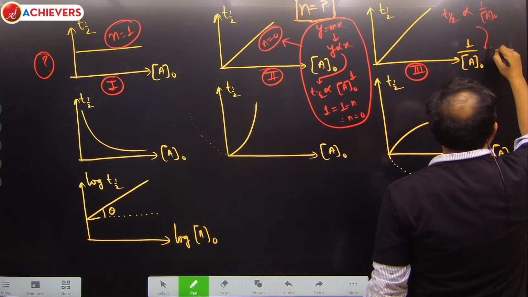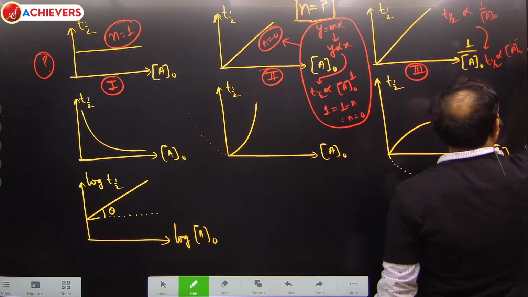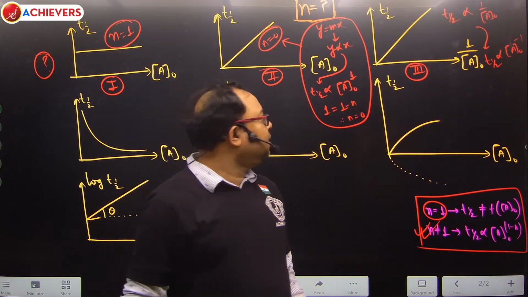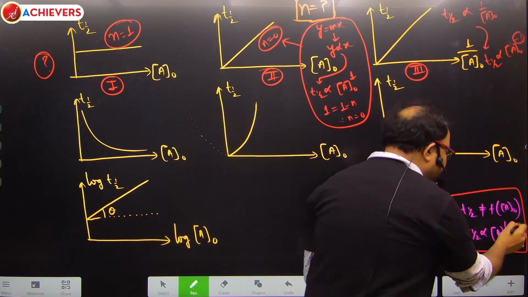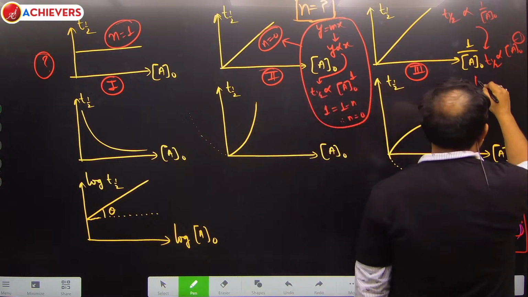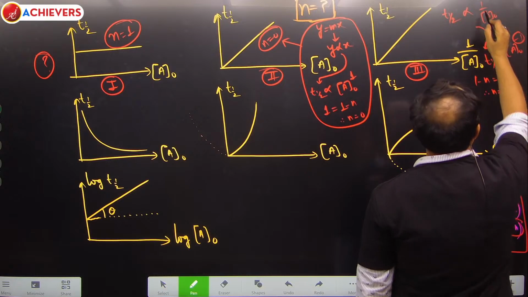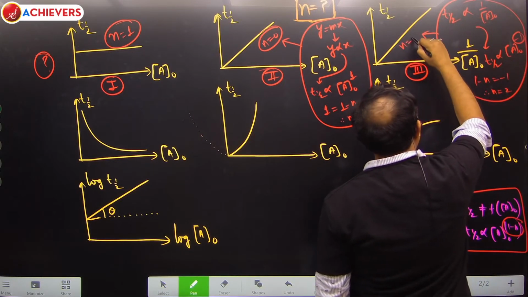That means T half is proportional to A naught to the power minus 1. 1 by A naught means A naught to the power minus 1. So here the power is minus 1. So now 1 minus n will be equal to minus 1. That makes n equal to 2. So this is the interpretation, and we get n equal to 2 for this.